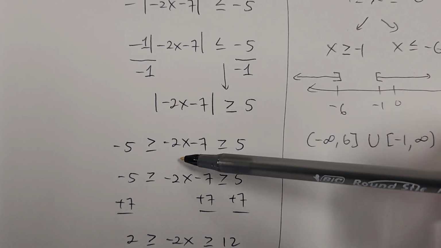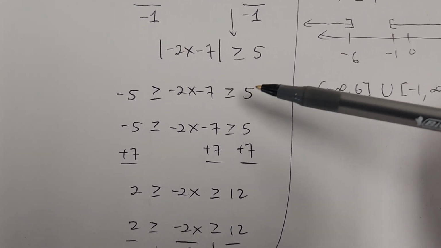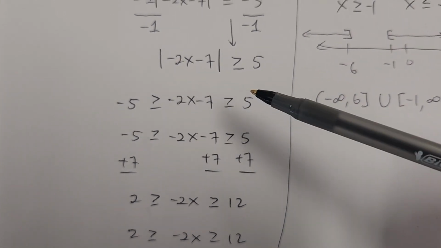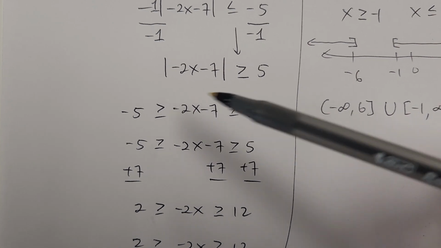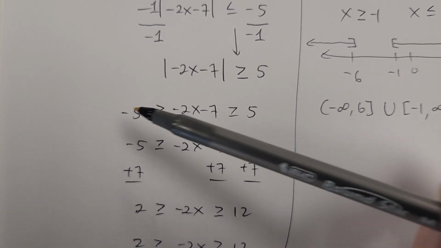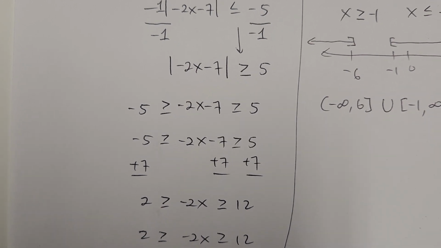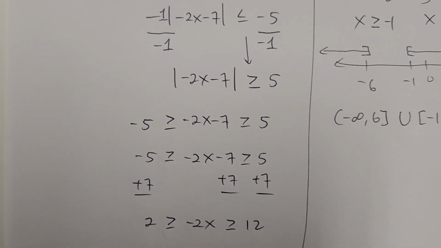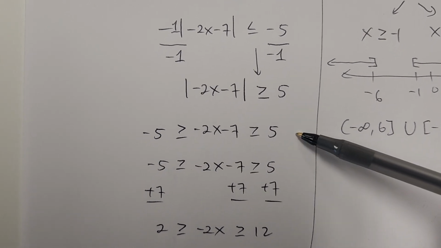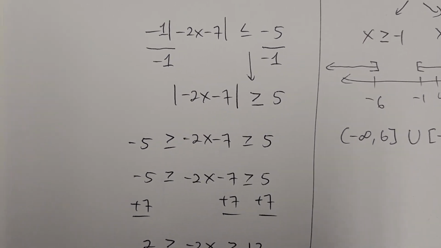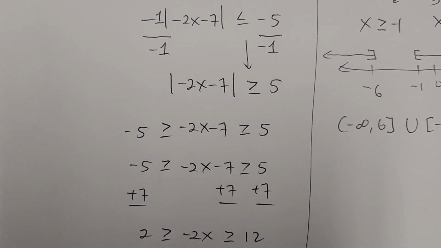Okay, so bring down the 2x, -7, +5. Absolute value has a right side and a left side. So right side is positive, left side should be negative. Okay, make sure the arrow should be in the same direction. One more time, absolute value has a right side and a left side. Right side +5, left side -5. Okay, make sure the arrows are in the same direction.